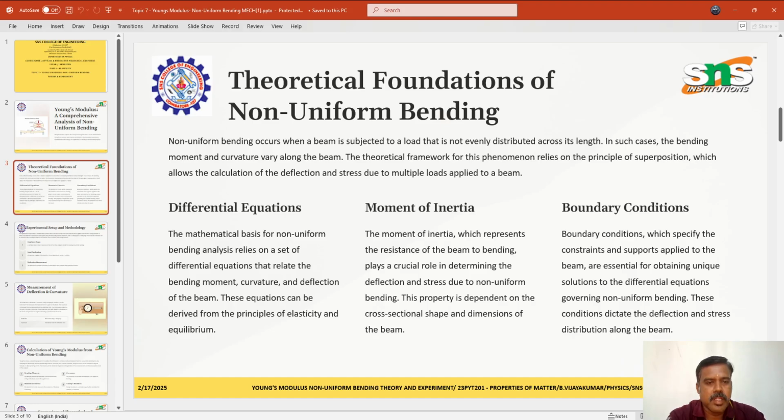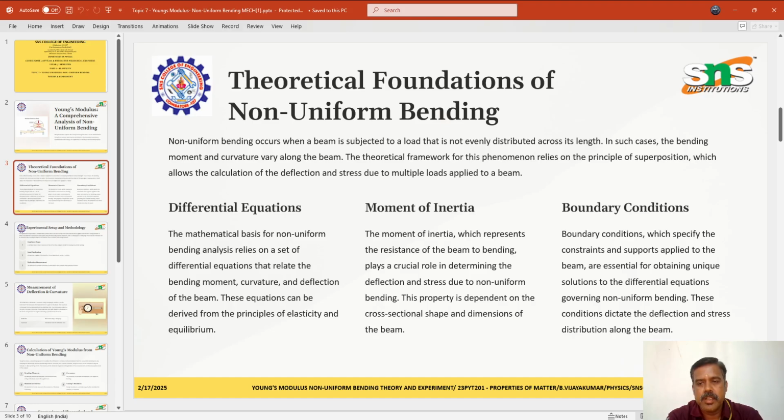Differential equations. The mathematical basis of non-uniform bending analysis relies on a set of differential equations that relate the bending moment, curvature, and deflection of the beam. These equations can be derived from the principles of elasticity and equilibrium. Moment of inertia, which represents the resistance of the beam to bending, plays a crucial role in determining the deflection and stress due to non-uniform bending. This property is dependent on the cross-sectional shape and dimensions of the beam.